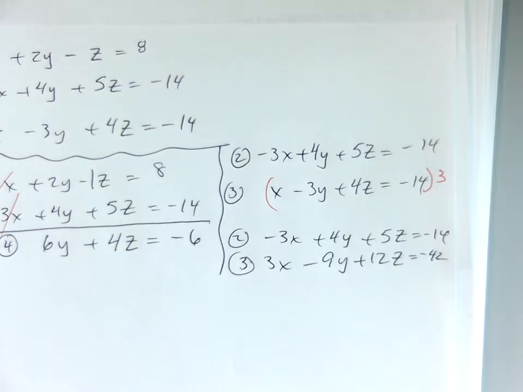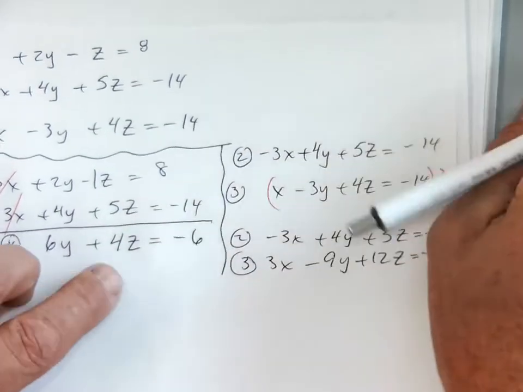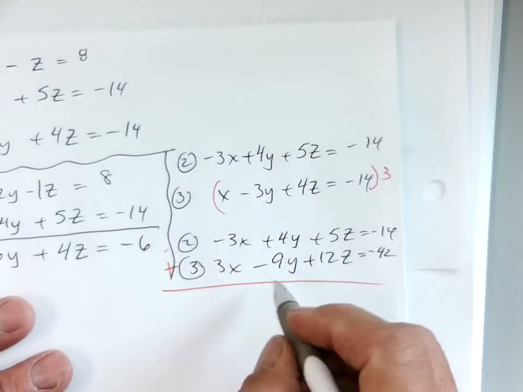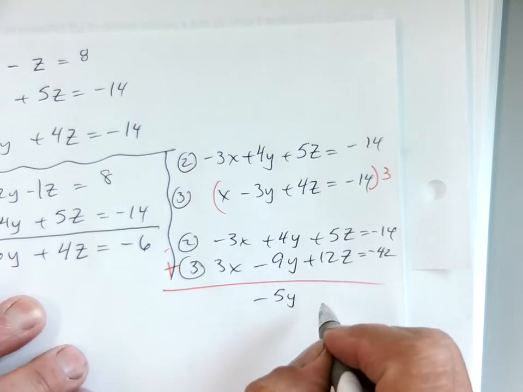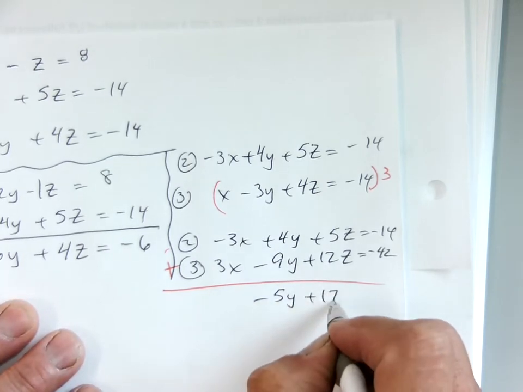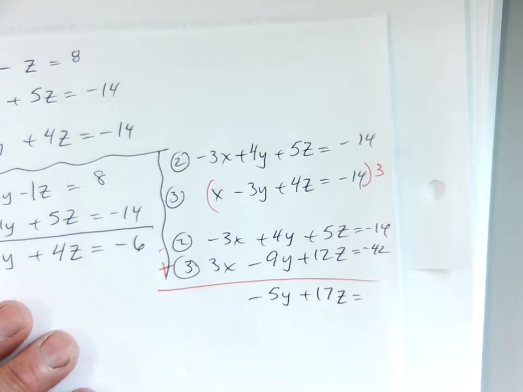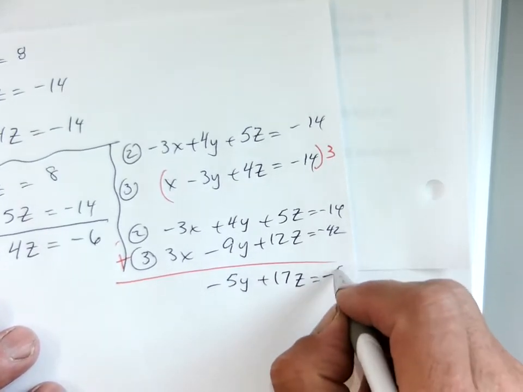So, I'm going to then add these. I'll have a negative 5y plus a 17z equals, what's that, 56, negative 56, okay?